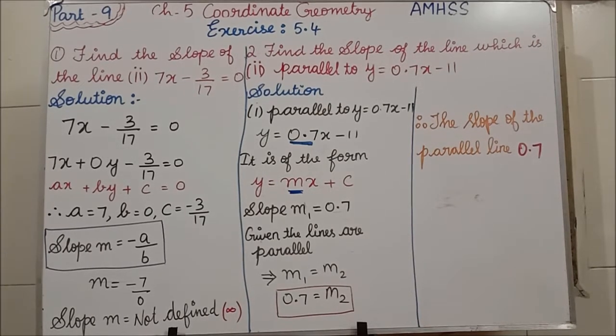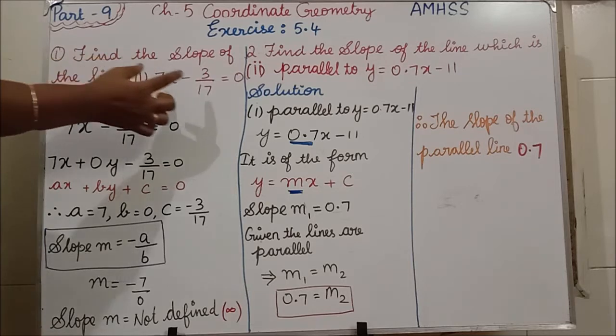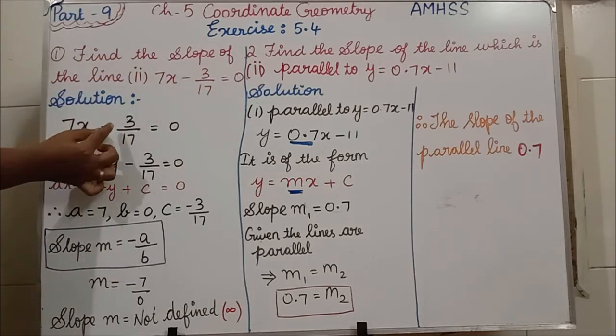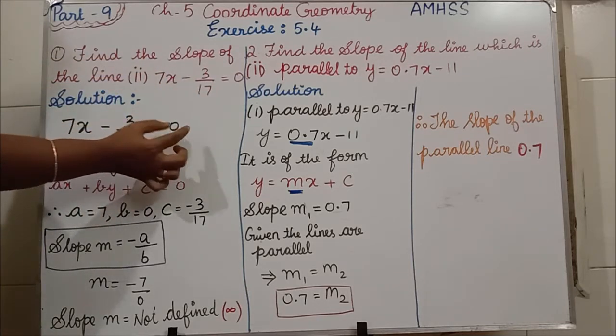Now, I have already taught you, if the equation is given and they are asking us to find the slope, what formula have I told you? Slope m is equal to minus a by b is our formula. That formula we have to apply here. Before applying, you have to write the question: 7x minus 3 divided by 17 is equal to 0.